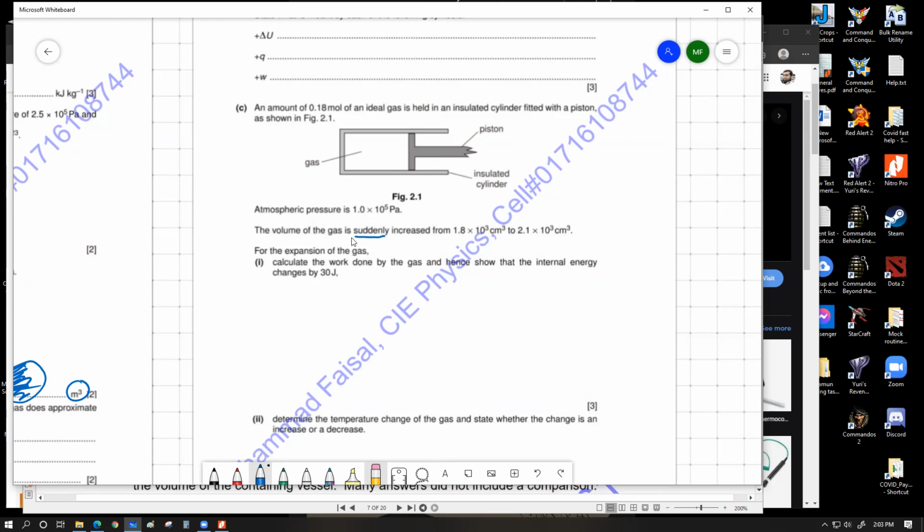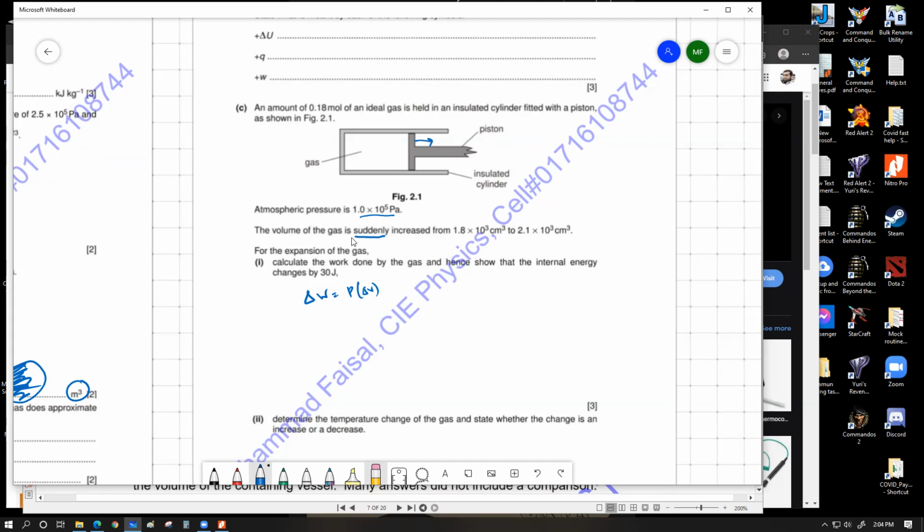The volume of the gas is suddenly increased from 1.8 × 10⁵ centimeter cube to 2.1 × 10⁵ centimeter cube. So we increase the volume. For the expansion of the gas, calculate the work done by the gas and hence show the internal energy changes by 30 joule. This is actually pretty simple. Atmospheric pressure is 1.0 × 10⁵. The piston went out to increase the volume inside. So the work done is always calculated by P × ΔV. If you wonder why it should be constant P, should it be less than constant P?